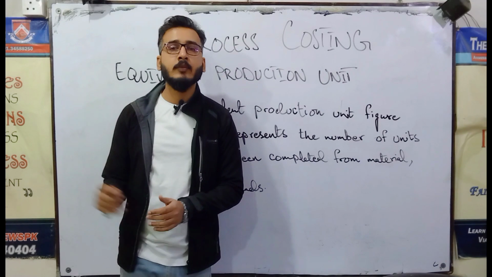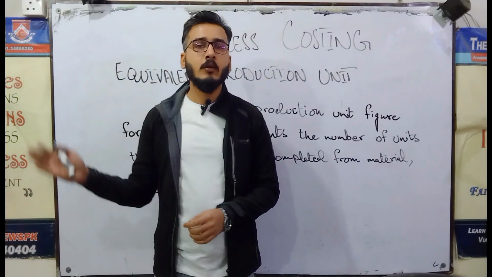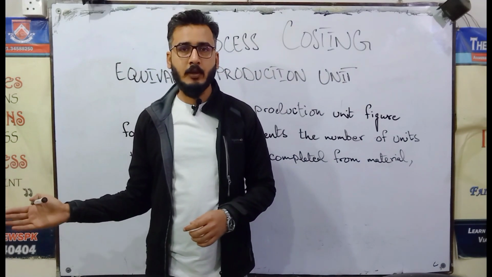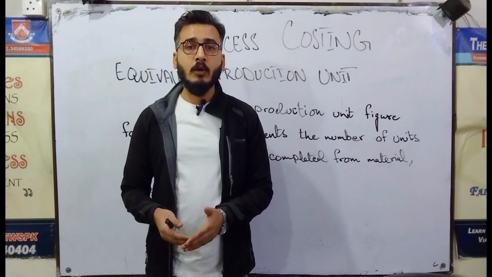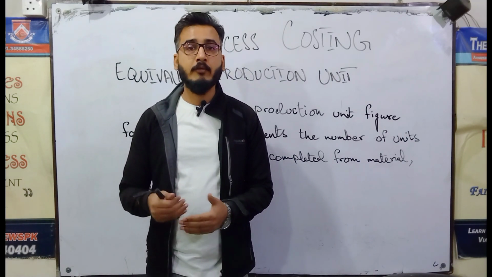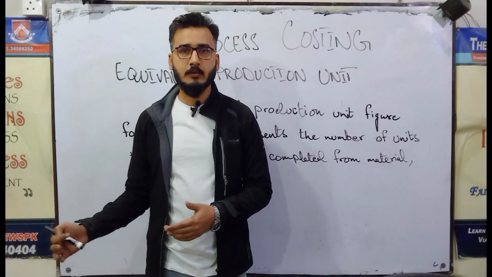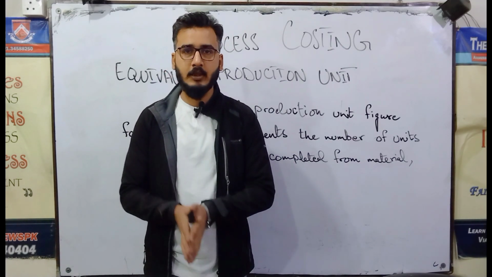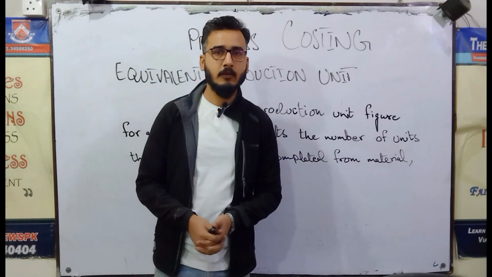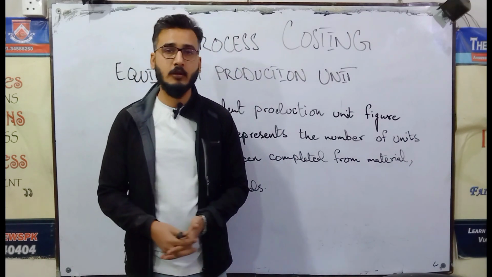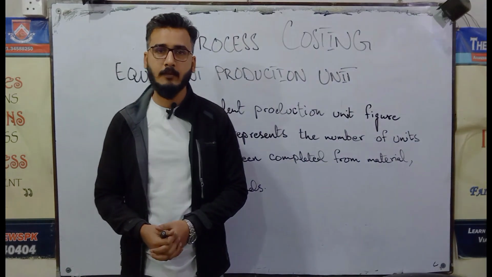For example, a few of the units were left over from the last period, which are to be completed in this period, a few have been completed in this period, and a few are still left for the next period. So whatever has been completed in this period shall be called equivalent production units. Now let us see how to calculate equivalent production units.